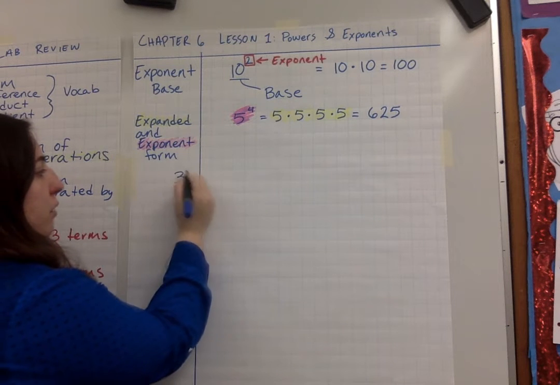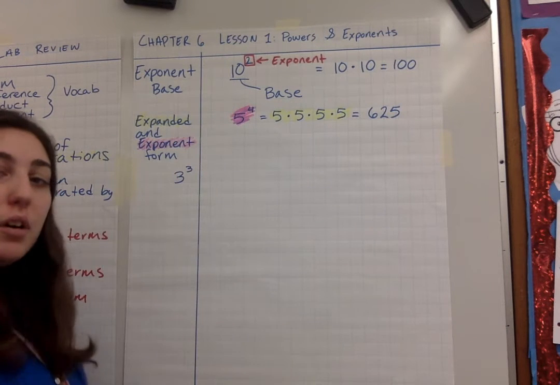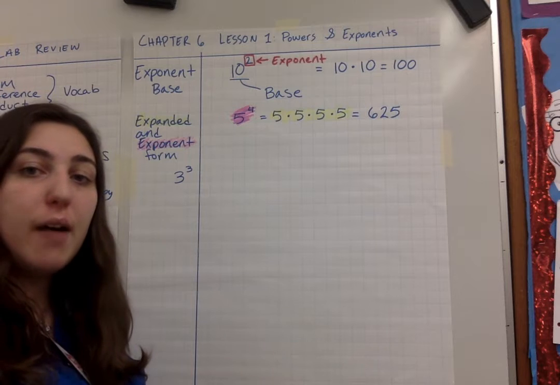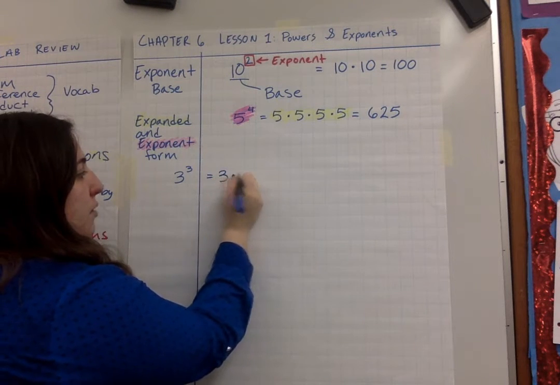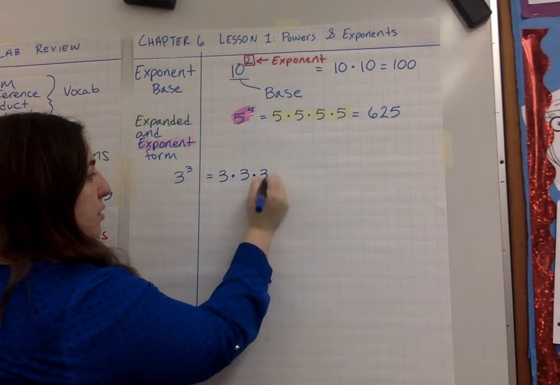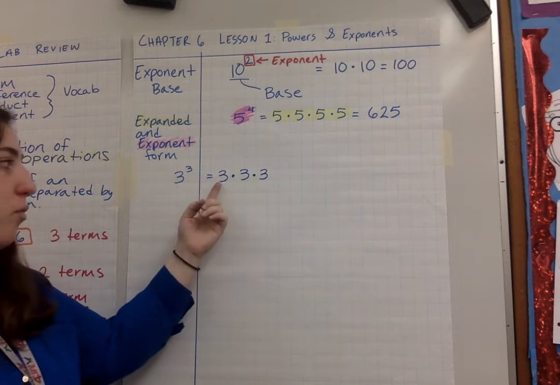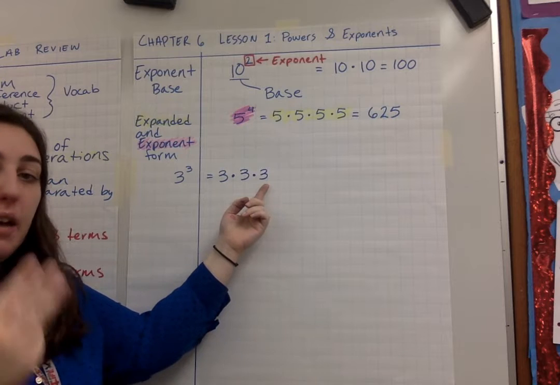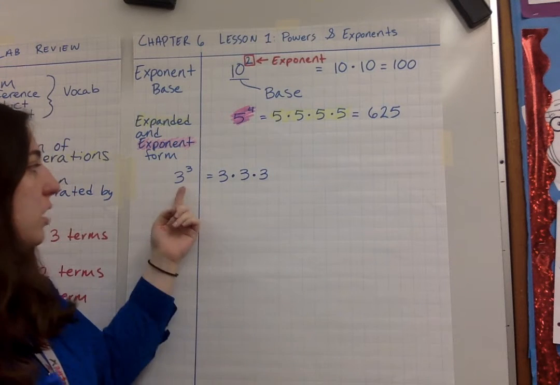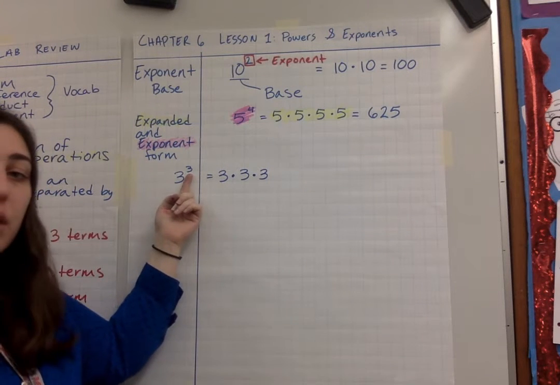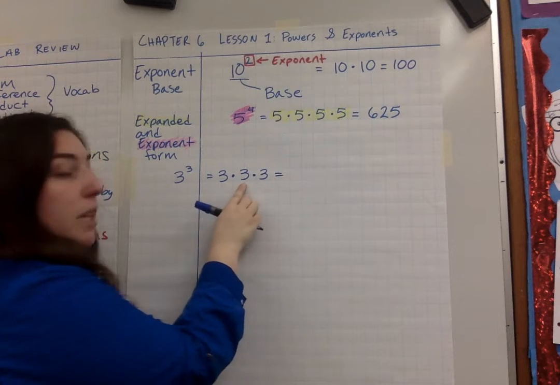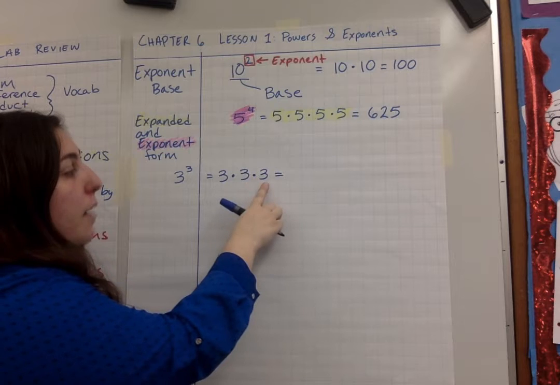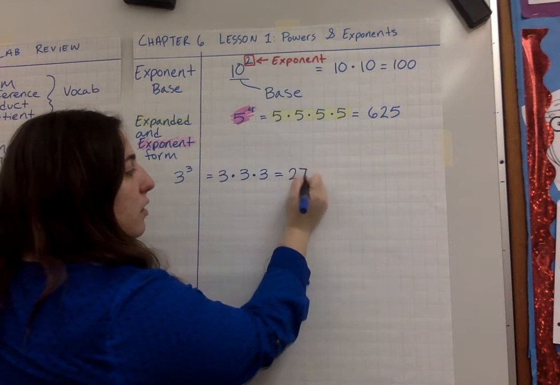So if I had 3 to the 3rd power, that means 3 times 3 times 3. I have 1, 2, 3. I have 3 3s, so that means 3 to the 3rd power. And 3 times 3 is 9. 9 times 3 is 27.